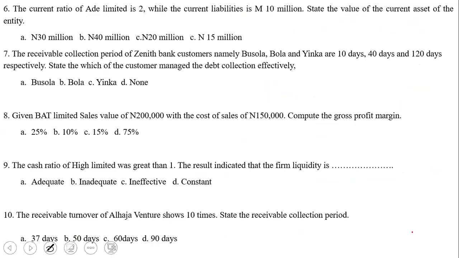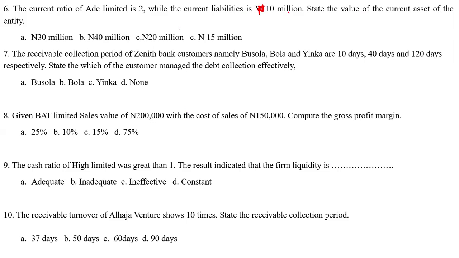Okay. You also look at the next one. We are told that the current ratio of a day is 2, while the current liability is 10. So what comes to our mind? In this case, what are we looking for? Look for the current asset. What comes to our mind is 10 million.